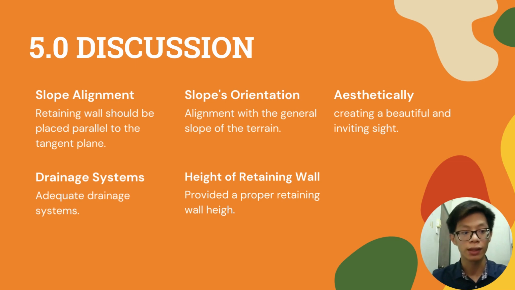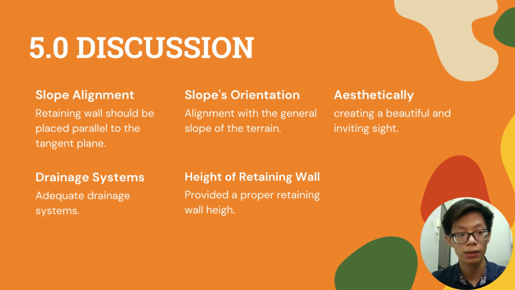So the retaining wall is aligned with the tangent plane to match the slope of the ground, which increases the stability and can also prevent soil movement. When the wall is not aligned with the tangent plane, the soil lateral force may impose unequal pressure on it, and it will create instability and even sliding.